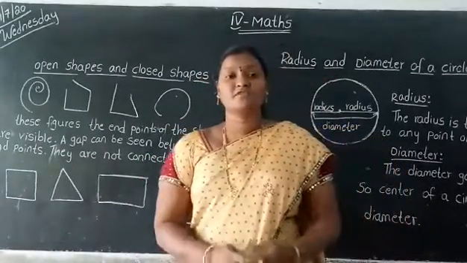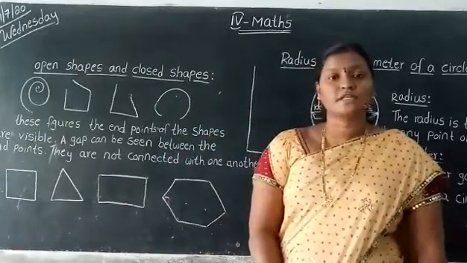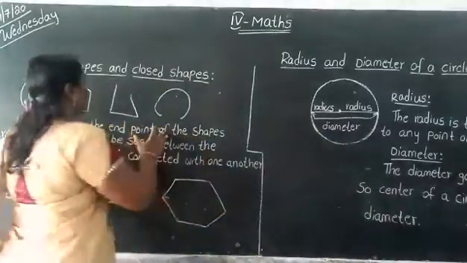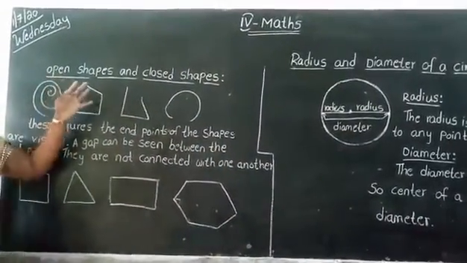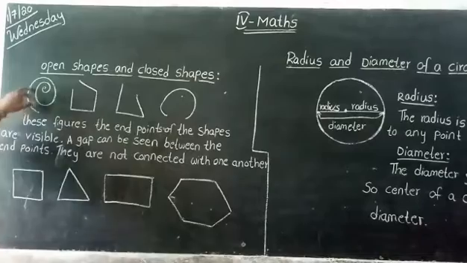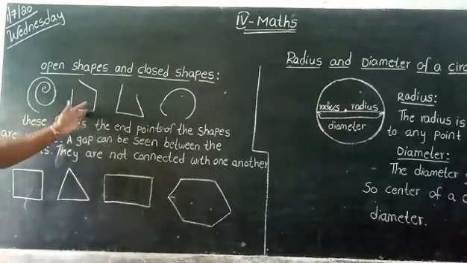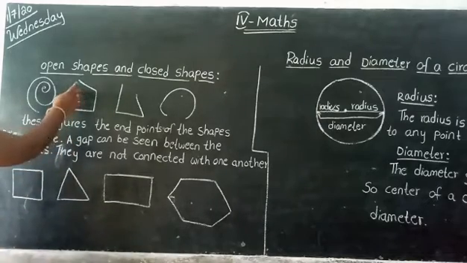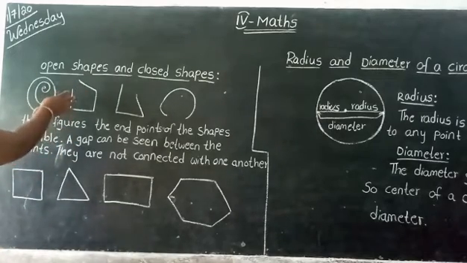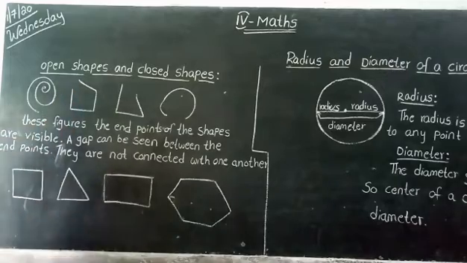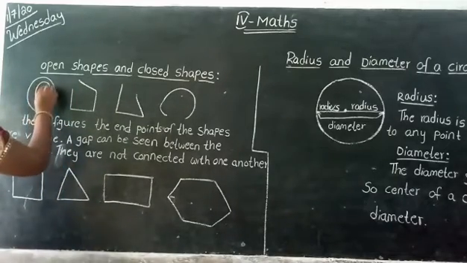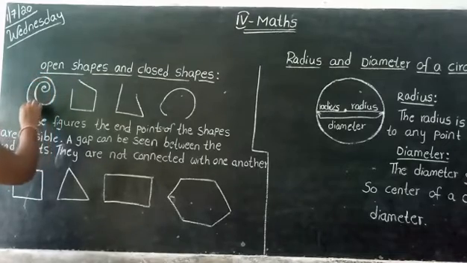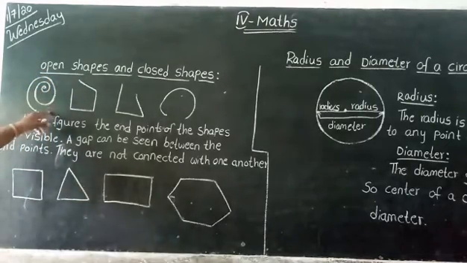In the previous class we learned closed shapes and open shapes. See here, once again I will revise open shapes and closed shapes. These are open shapes. In these figures the end points are not visible here. See here, visible. This is an open shape. We can see here the starting point and the end points. We can see two end points here.